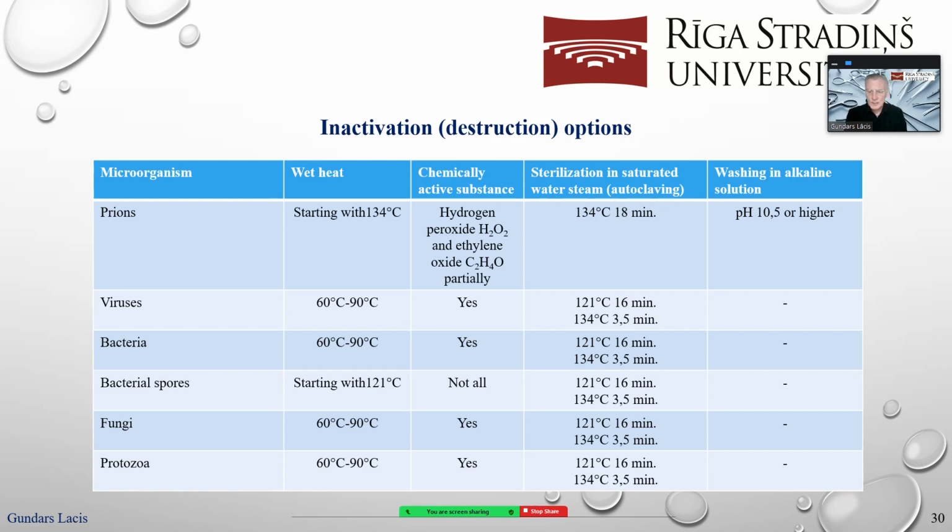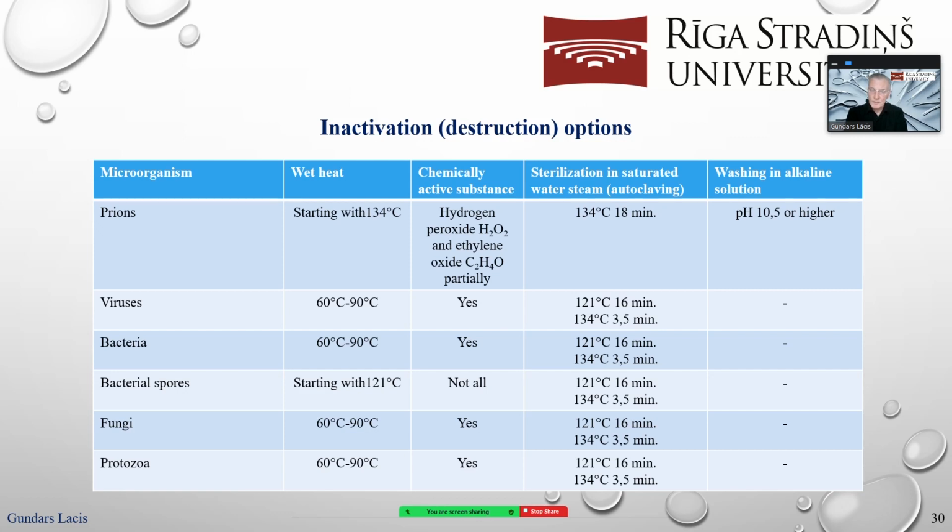Viruses, bacteria, fungi, and protozoa are really easy to destroy in a temperature range from 60 to 90 degrees Celsius, or by using autoclaving starting from 121 degrees with an exposure time of 16 minutes, or 134 degrees Celsius, exposure time 3.5 minutes.